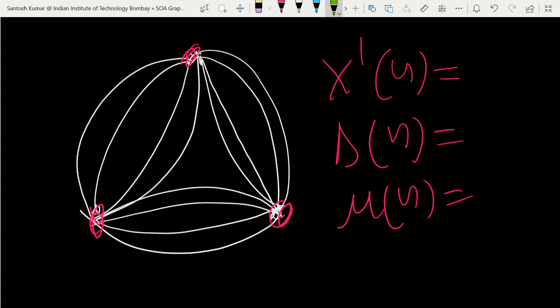Sir, 3, 8 and 4. 3, this is 3. Yes, sir. How will you label the edges? So you know what, at one vertex the incident edges have different colors.